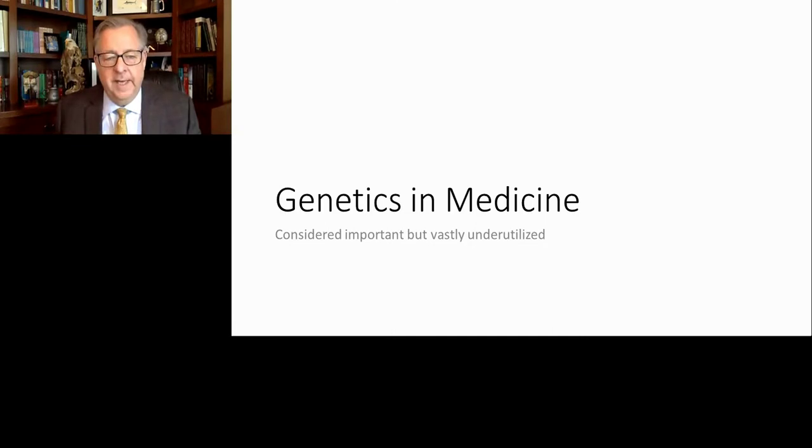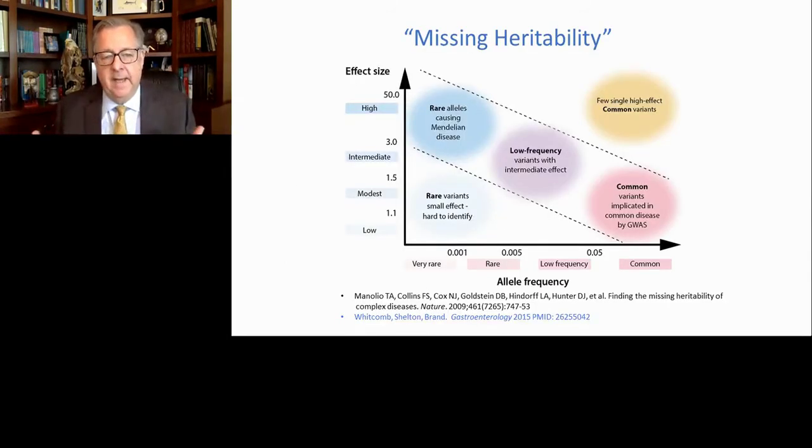Now, we recognize that genetics is important in medicine, but it is vastly underutilized, and there are some reasons for that. Taking a genetic approach, there is a problem called missing heritability, in which there are some genetic mutations that are called pathogenic that cause a rare Mendelian disorder.